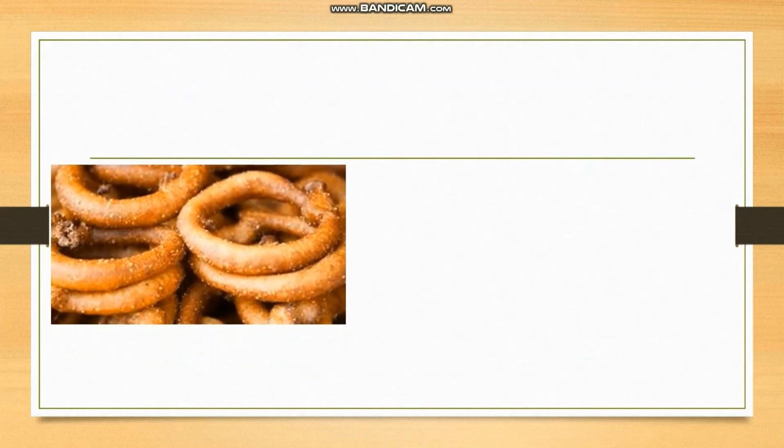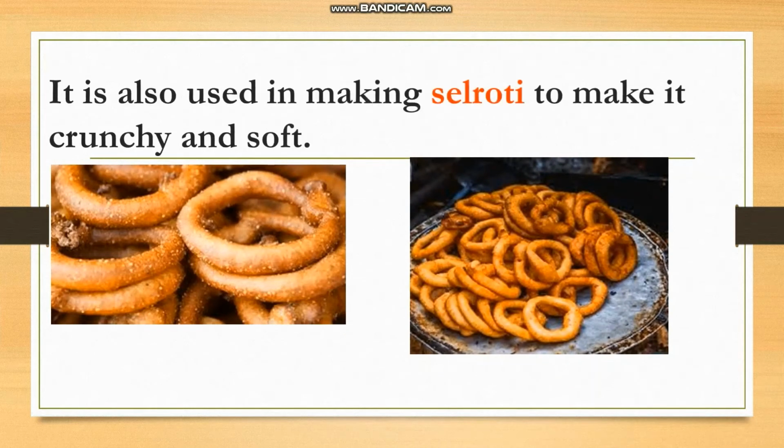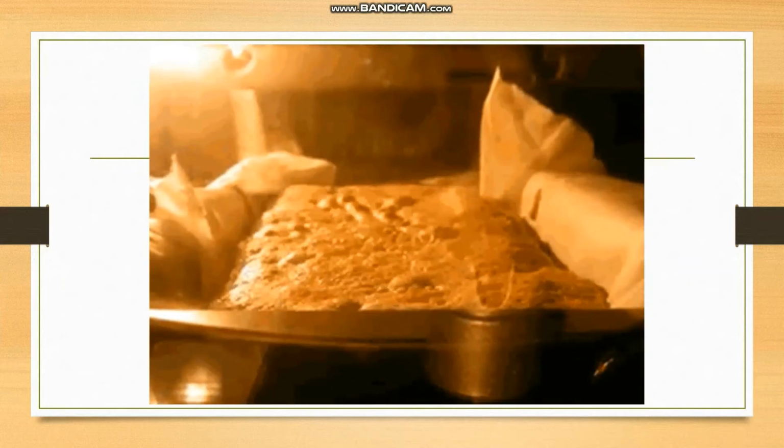How about some celery? I love them. So it can also be used to make celery crunchy as well as soft. That's how a cake goes puffy.